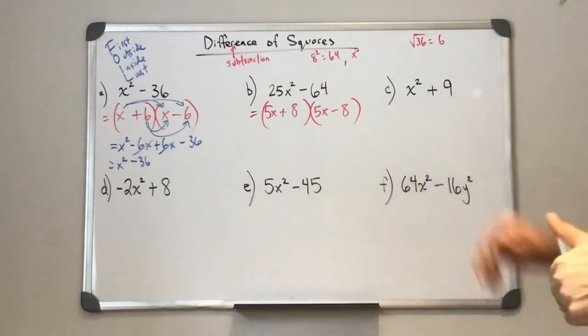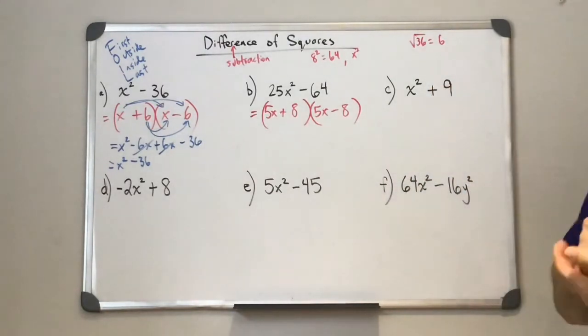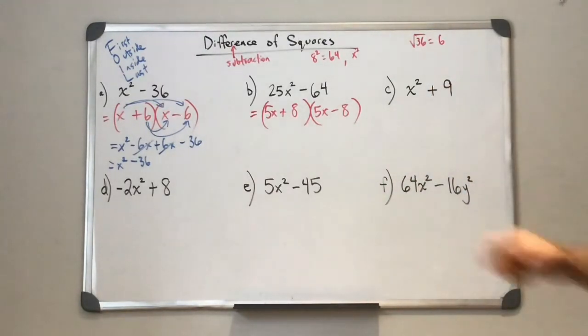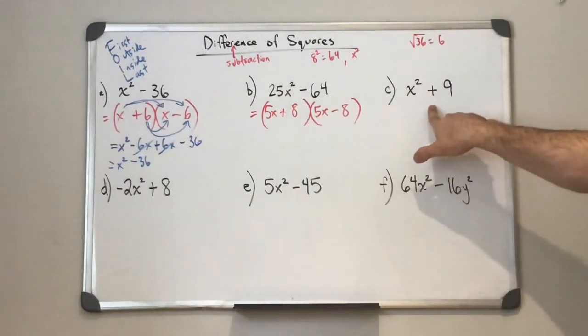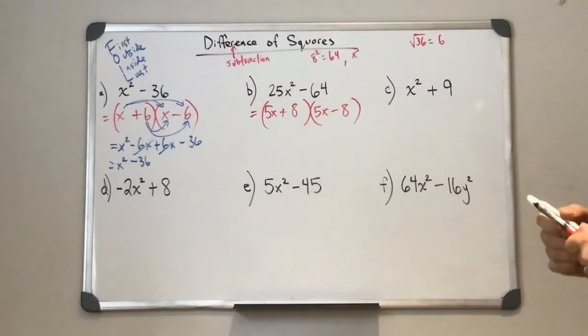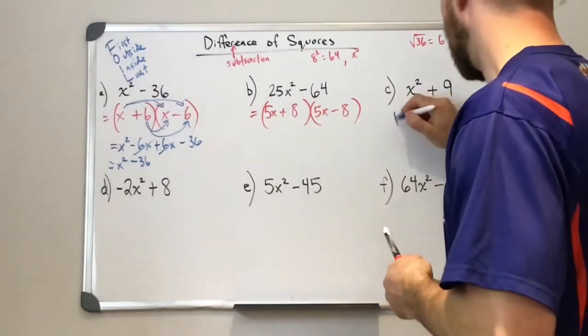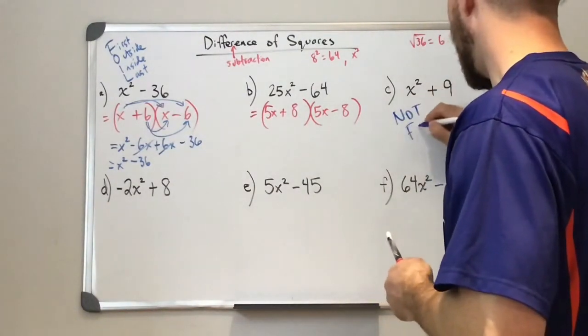Okay, let's go to the third one. Can I square root x squared? Yes. Can I square root 9? Yes. Is there a minus in the middle? No. So this one is not factorable.